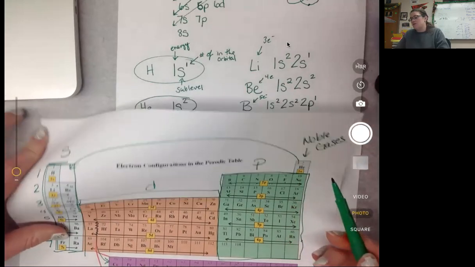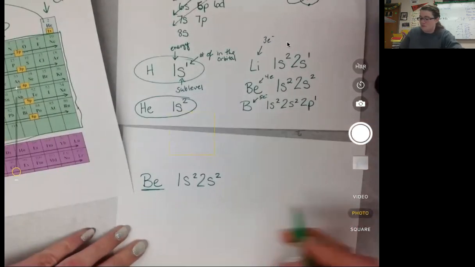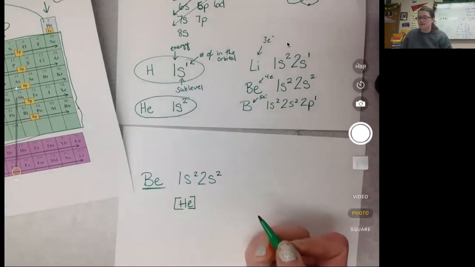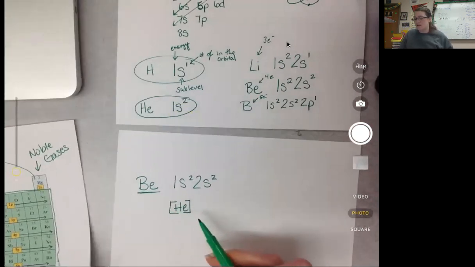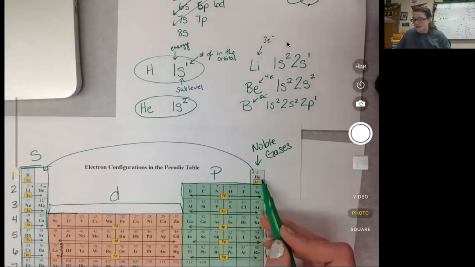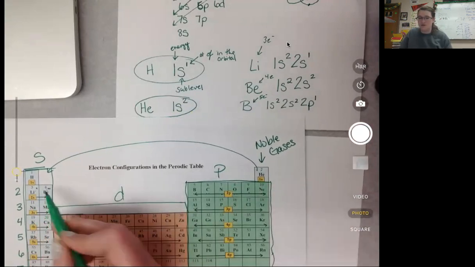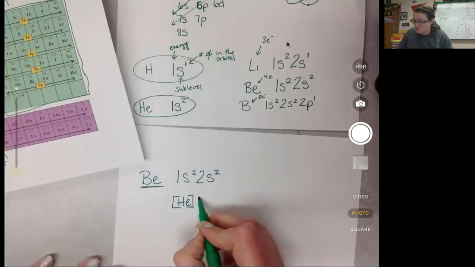And so what I'm going to do is I'm going to say, hey, beryllium, it's just like helium, except there's more to it. And so I'm going to say it has the same electron configuration as helium, but then I fill 2s with 2 electrons. And so it fills 2s2.